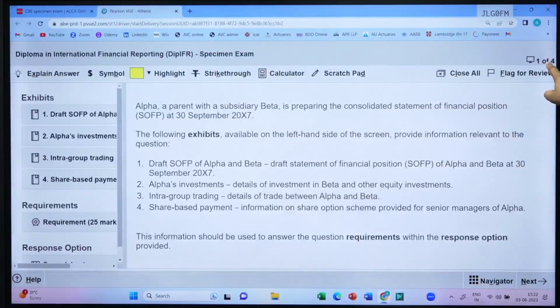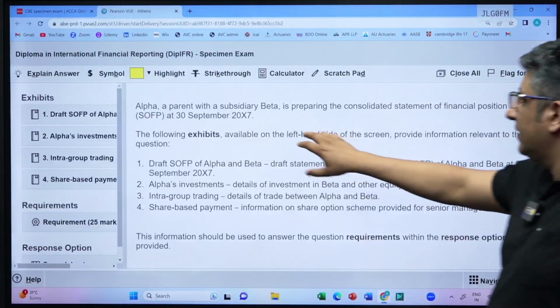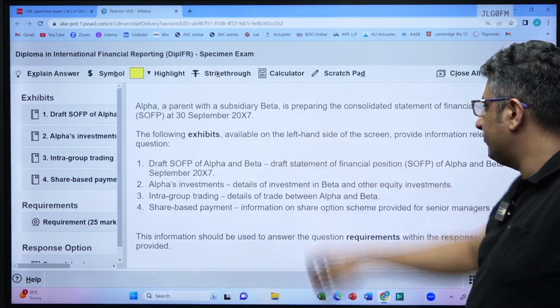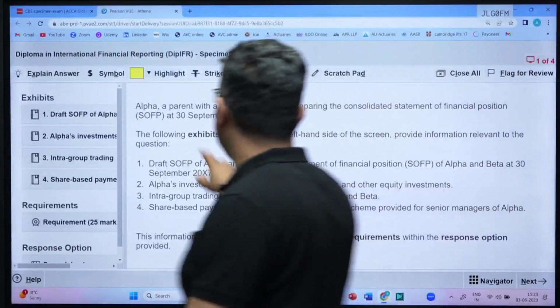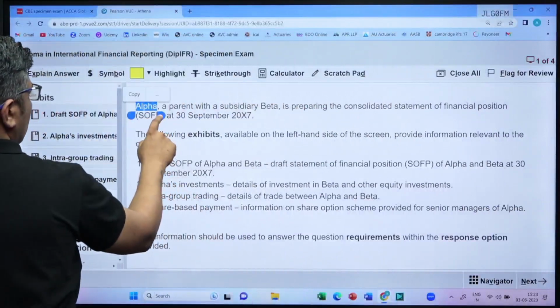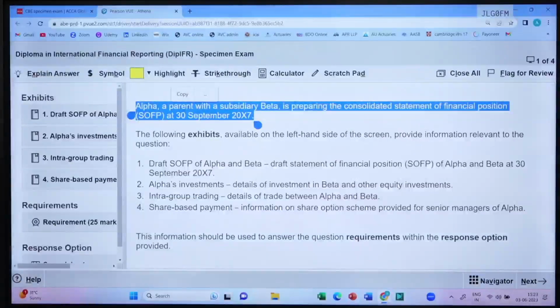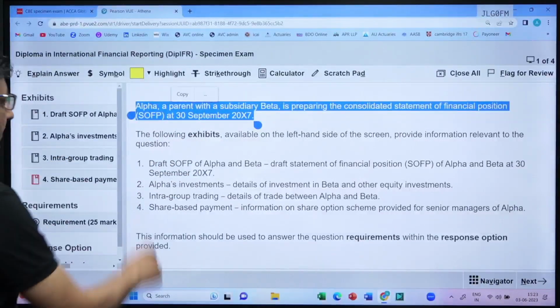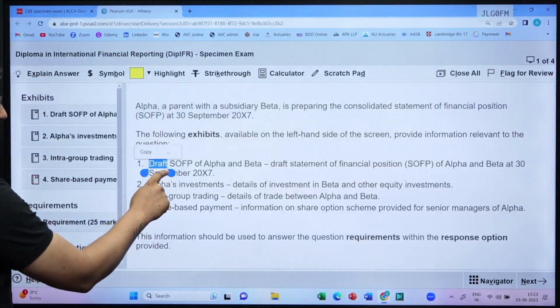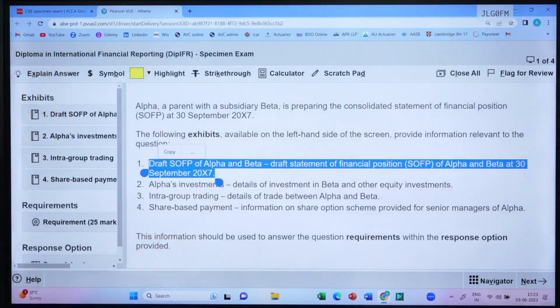I'm looking at the first question out of my 4 questions there. I can read through the instructions. This is the basic information given to me. It says that Alpha, a parent company with a subsidiary Beta, is preparing its group financial statements at 30th September 20X7. So it's talking about my reporting date here. The following exhibits are available on the left hand side of the screen, which talk about the information of the draft balance sheet of Alpha and Beta, which is given here. You can see that later.